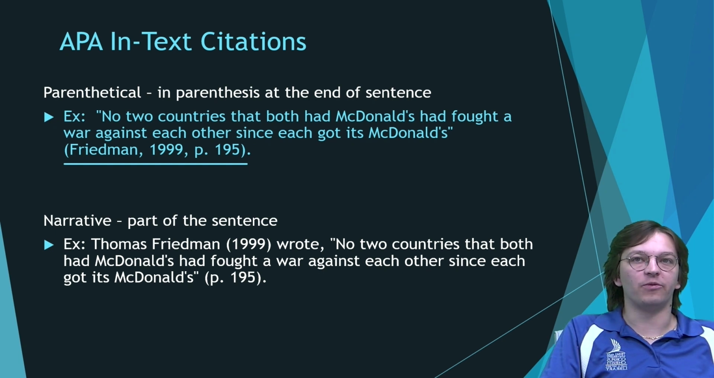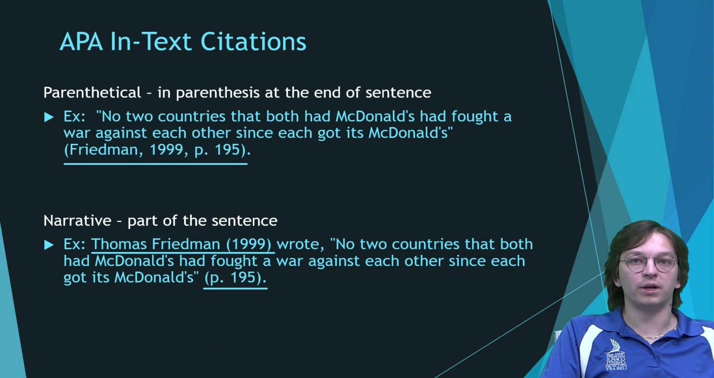Next, we have an example of a narrative APA in-text citation. Thomas Friedman (1999) wrote, "No two countries that both had McDonald's had fought a war against each other since each got its McDonald's" (p. 195). As you can see, credit is given to the author directly within the text itself, with the publication date in parentheses next to the author's name, and the page number in parentheses at the end of the sentence.